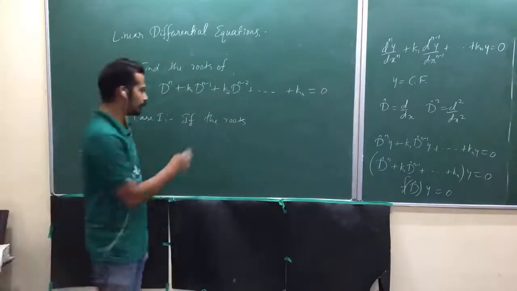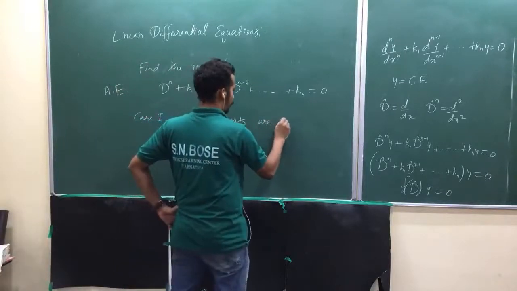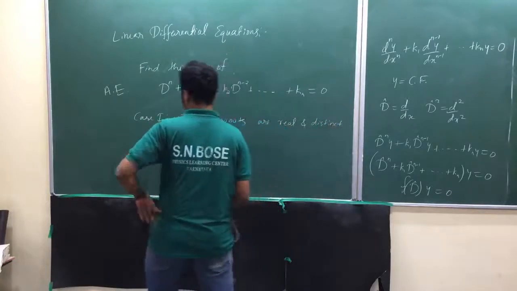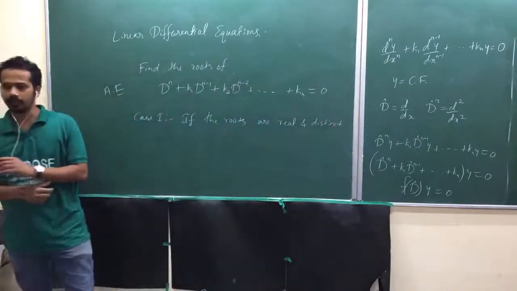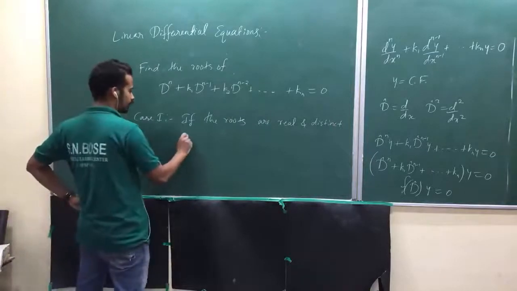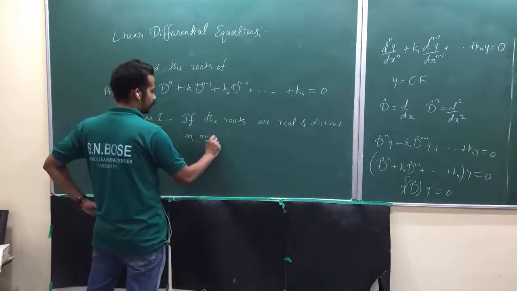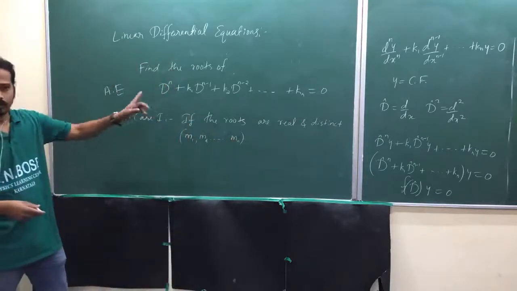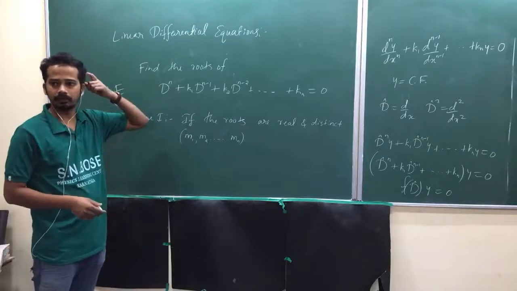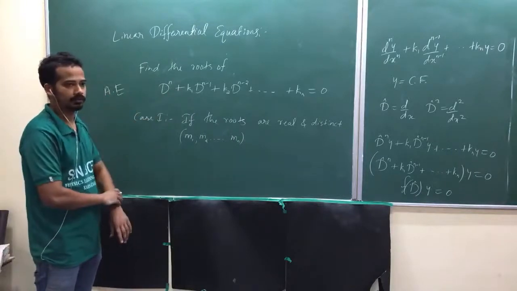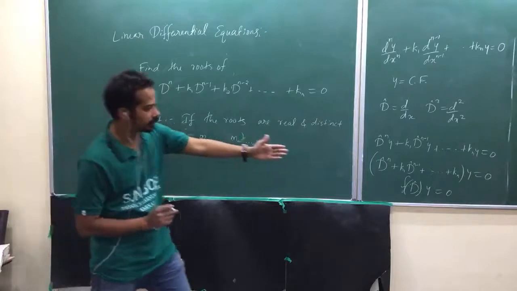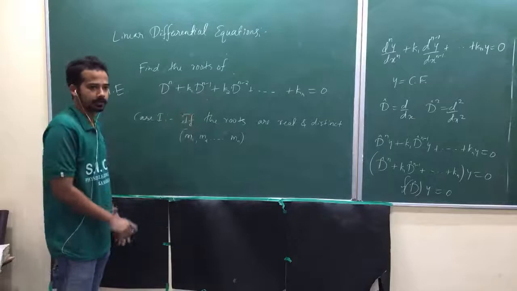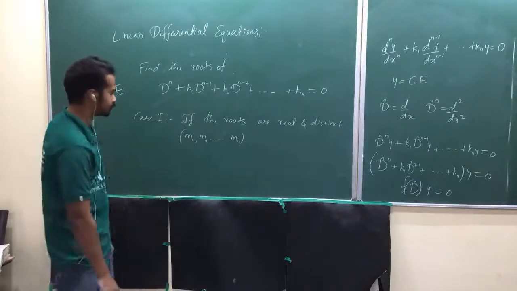If the roots of the auxiliary equation are real and distinct, I'll call those roots m1, m2 and so on up to mn, because we will have n roots here. Nth order polynomial, isn't it? You will have n roots when you equate that to 0. Are you getting the idea? Up to this point you treat it as an operator, but when you come here, treat it as a polynomial in D, and then find the roots.